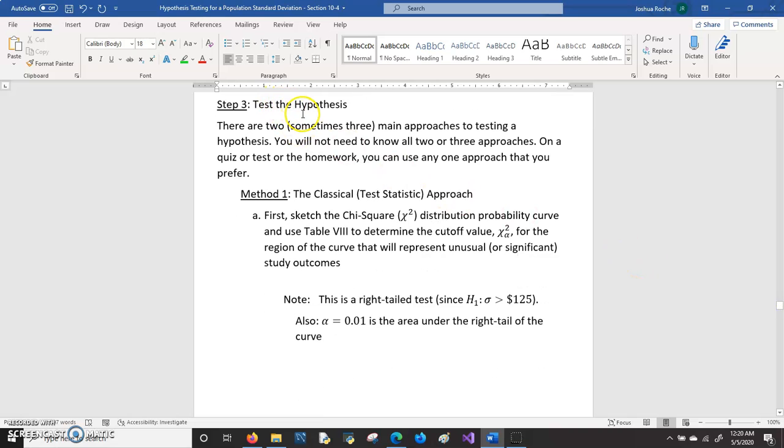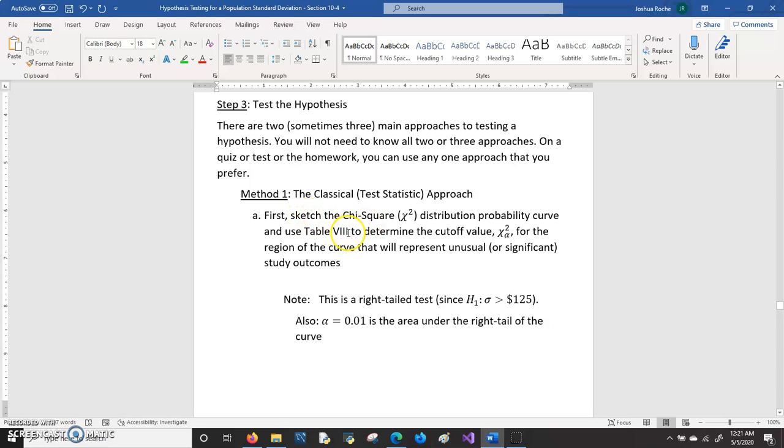We'll go on to step 3, test the hypotheses. So there are 2 or sometimes 3 main approaches. We'll go over both approaches, but again, you don't necessarily have to use both approaches when you work out the homework or test problems. The first method we'll look at is the classical or the test statistic approach.